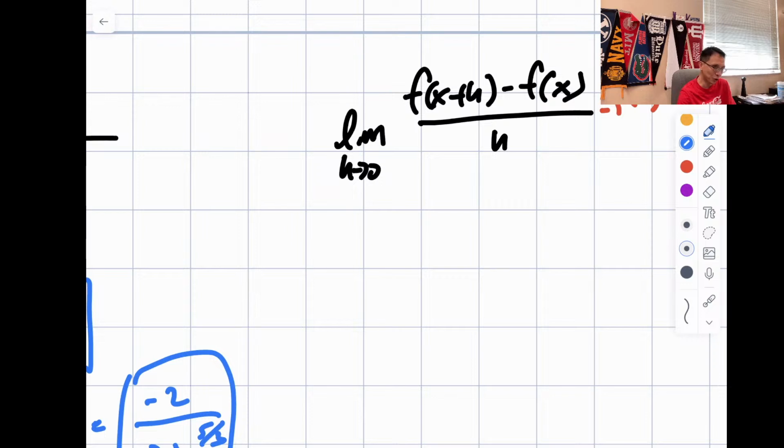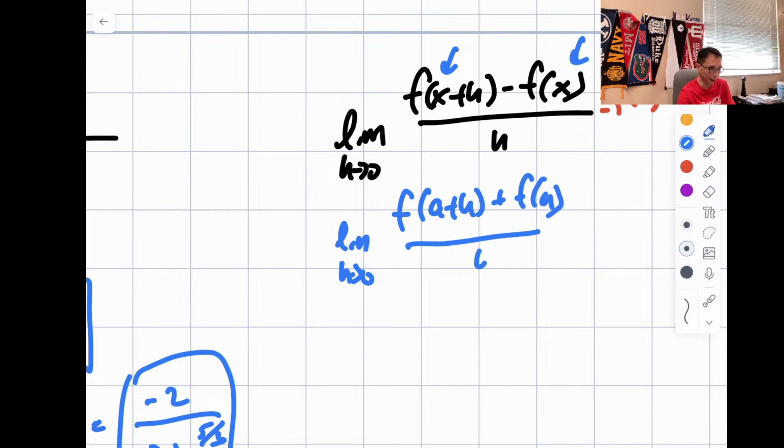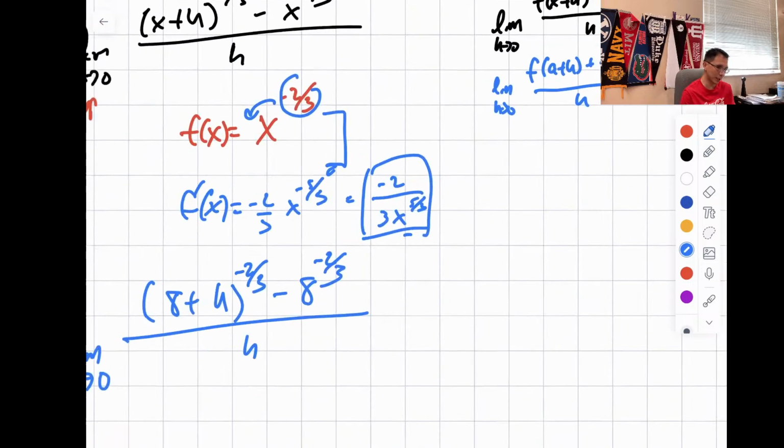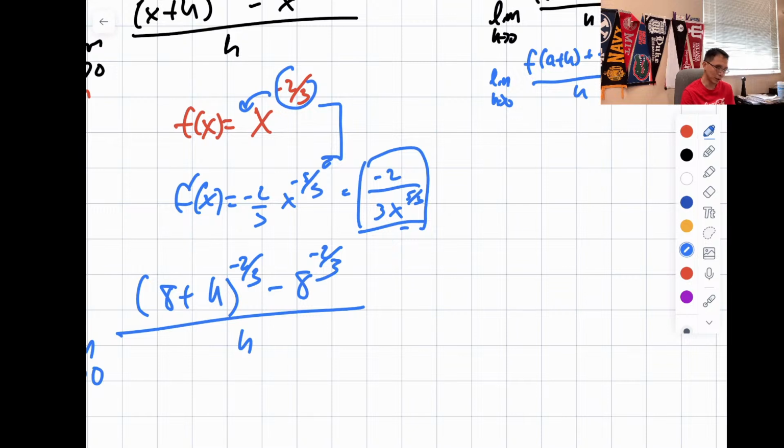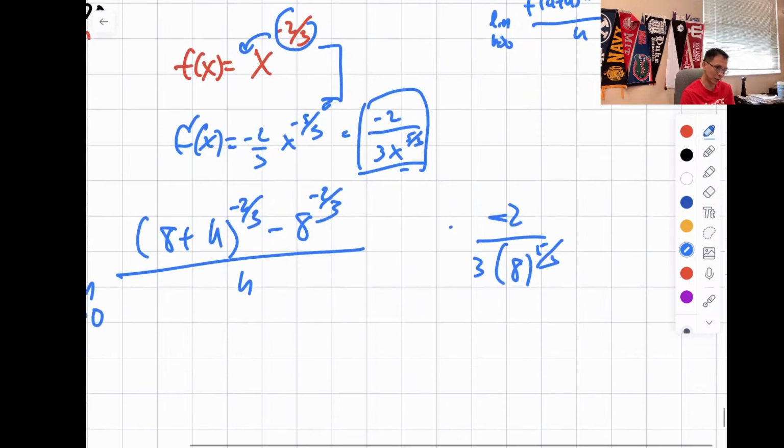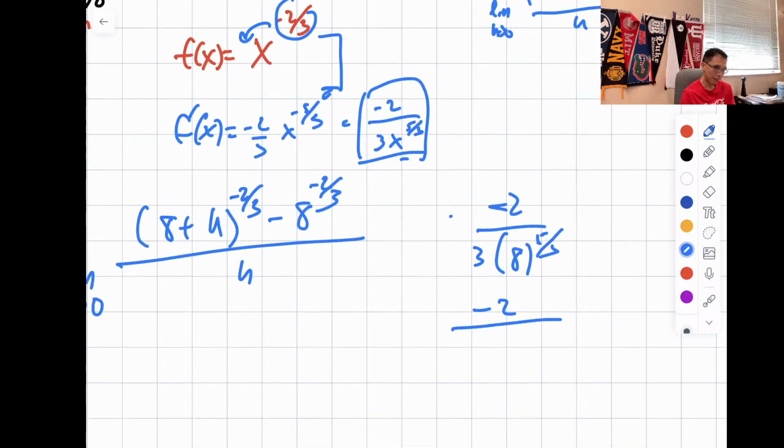All right, so limit h approaches 0 of, look, if I replace this x with a, so that's going to be f of a plus h, minus f of a, over h, is equal to f prime of a. So basically we replace everything as a. That means I can take a derivative and plug in a. So it's going to give you -2 over 3 times 8 to the 5/3, which means the root of 8, which is 2, to the 5 is 32, 96. So -1 over 48.